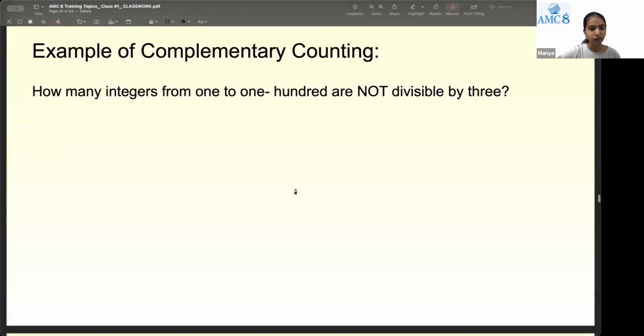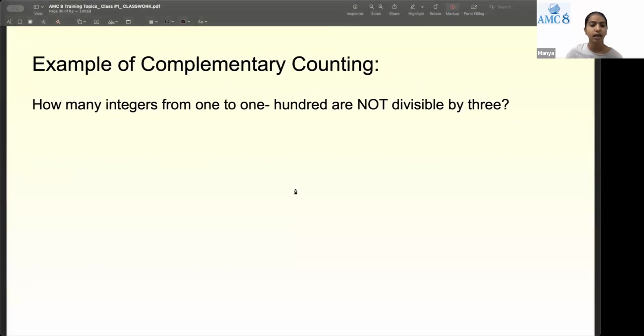So an example of complementary counting is how many integers from 1 to 100 are not divisible by 3. First of all, we need to find how many integers from 1 to 100 are divisible by 3, and then we would need to subtract that from the total. Well, first, what's the total? There's a total of 100 numbers. So I'll just write total here.